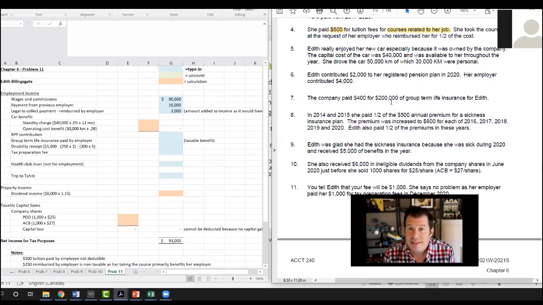How do I know that? Because it's not in the Income Tax Act. The Income Tax Act has a very small list, and this is not one of those things. So despite the fact that you can be like, well, it's for work and work made you do it. They didn't make her do it. They asked her to, and she decided to do it.